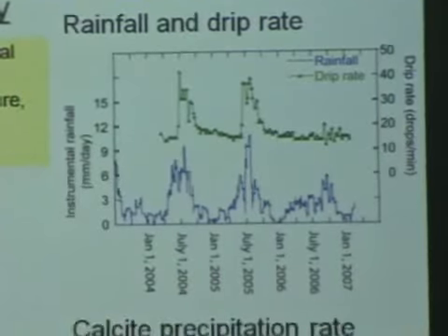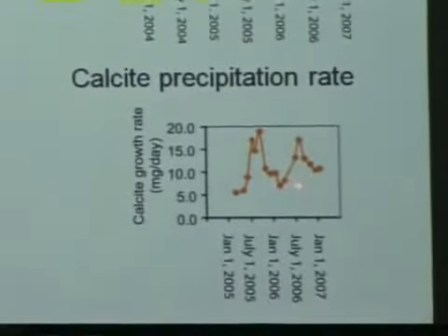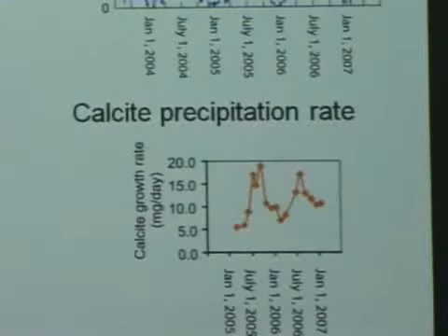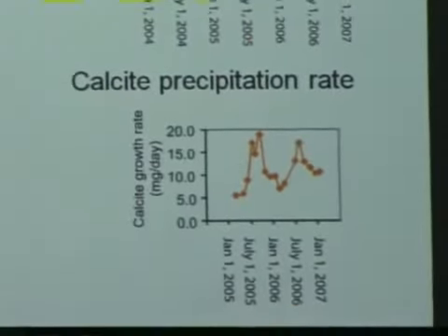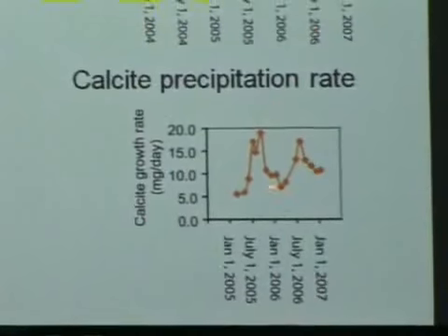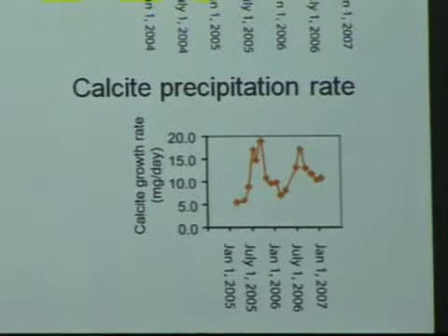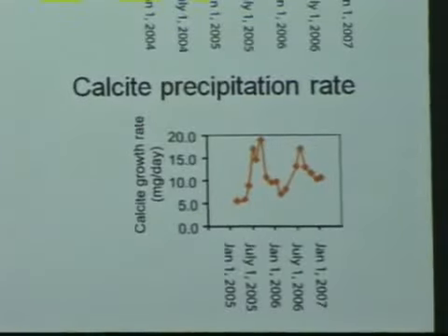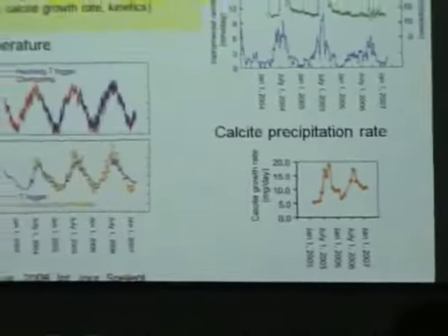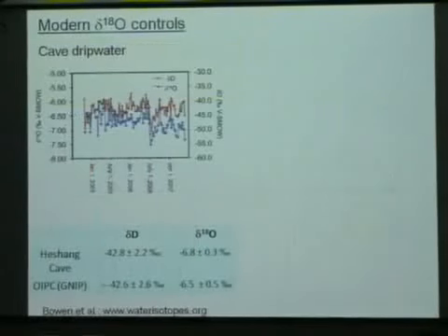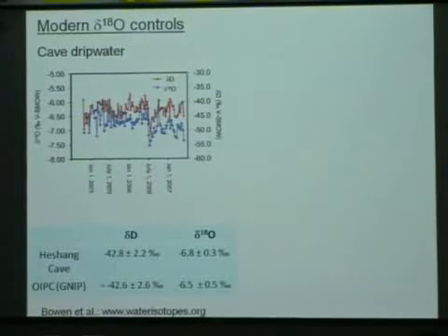We also see a seasonal cycle in the growth rate of calcite in the cave, which we think is largely controlled by temperature, not by drip rate, because we still see this peak in that summer when we didn't have a drip rate peak. So that's one useful thing with having these different measurements in the cave. We can sort of rule out some of the controls.